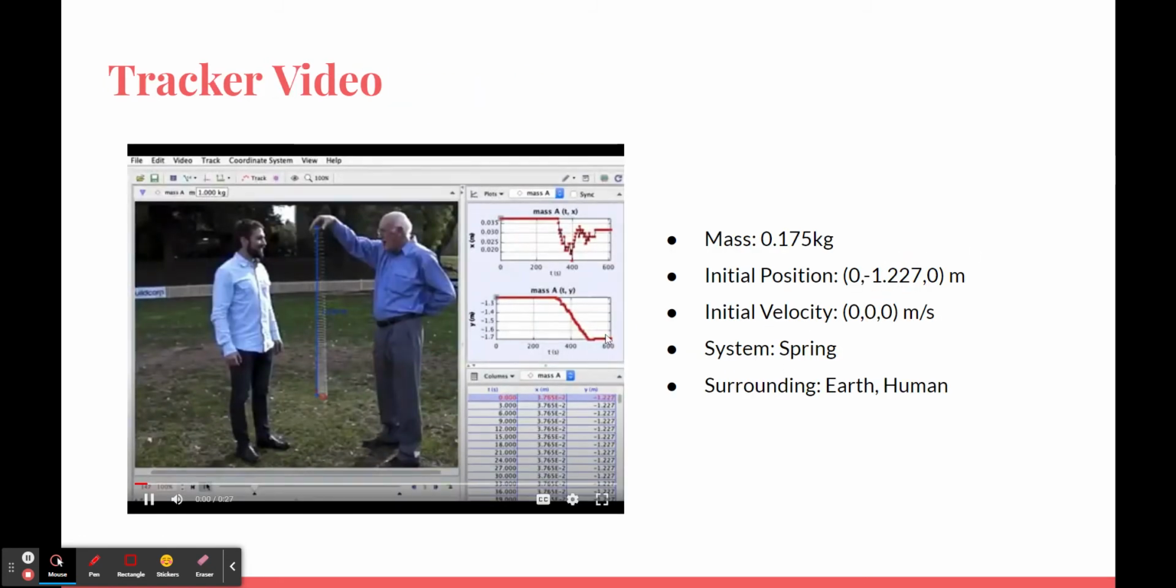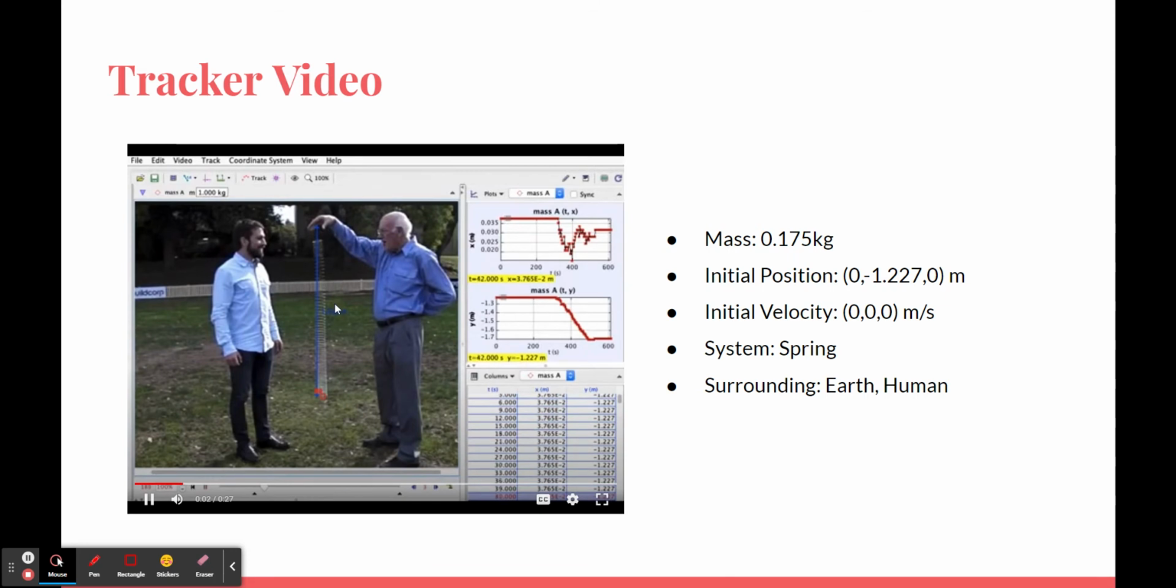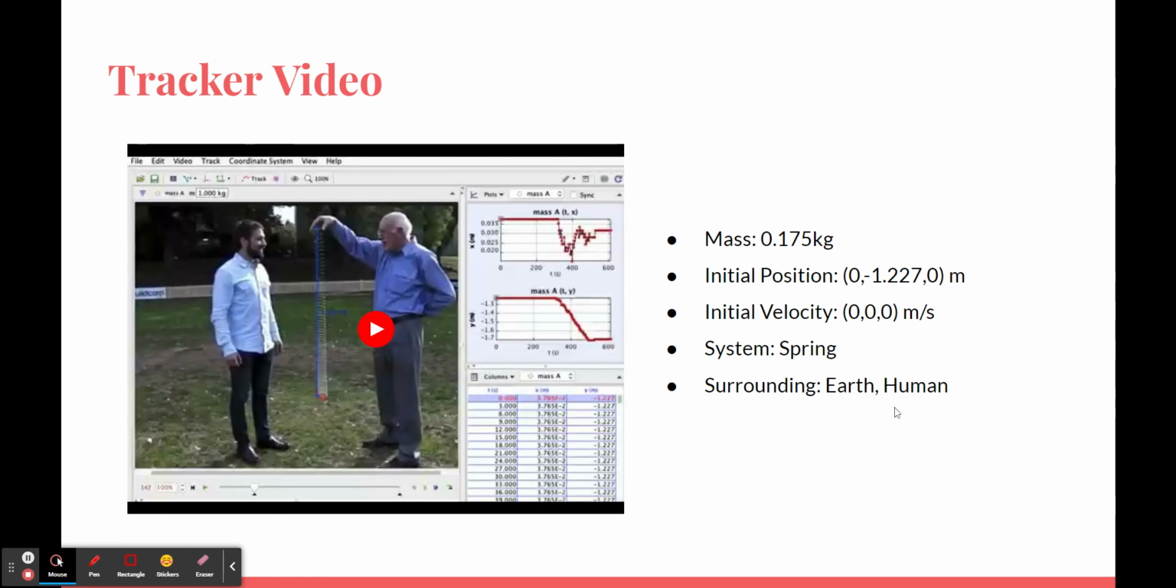Here is the Tracker video, and you can see that the Slinky is falling down. For GlowScript, we're going to separate into two codes. The first one is going to be the time as it reaches all the way to this position, and the second part of the code will be when it goes to this position as it falls down. Here's the mass, the initial position, and the initial velocity. The system is going to be the spring, and the surroundings are going to be the Earth and the human hand.